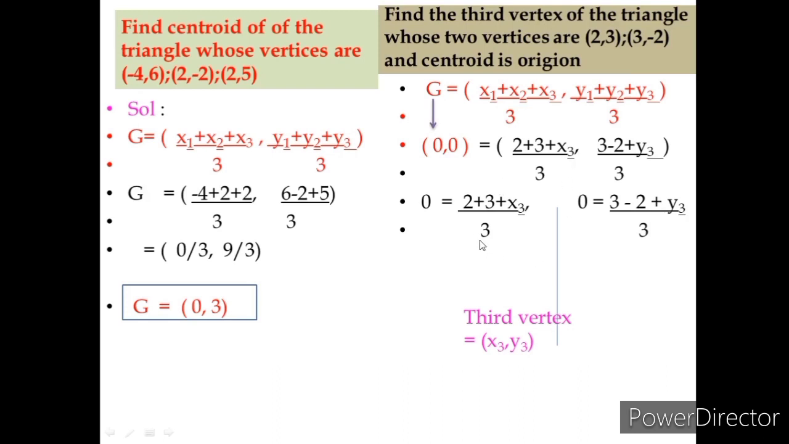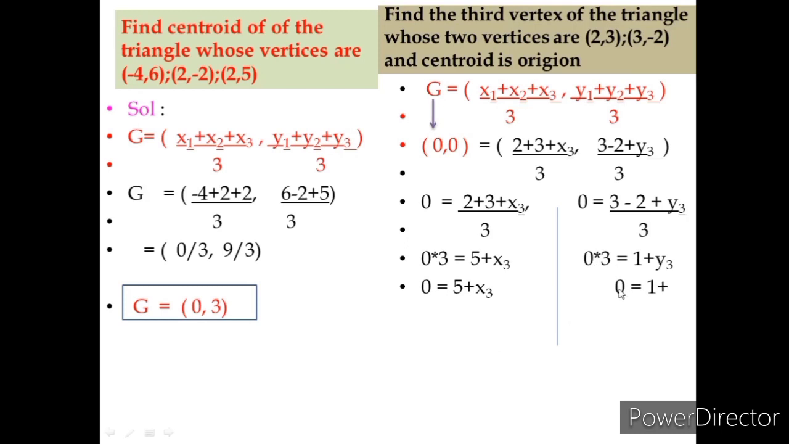Thereafter you have to transpose. Can you imagine the calculation? This divided by 3 becomes multiplied by 3, here also. Here 2 plus 3 is 5, 3 minus 2 is 1. For finding the value of x3, you find like this: 0 into 3 is 0, equal to 5 plus x3. Here also 0 into 3 is 0, equal to 1 plus y3. Thereafter you transpose plus 5 to that side, therefore minus 5 is equal to x3. This plus 1 becomes minus 1, so minus 1 is equal to y3.